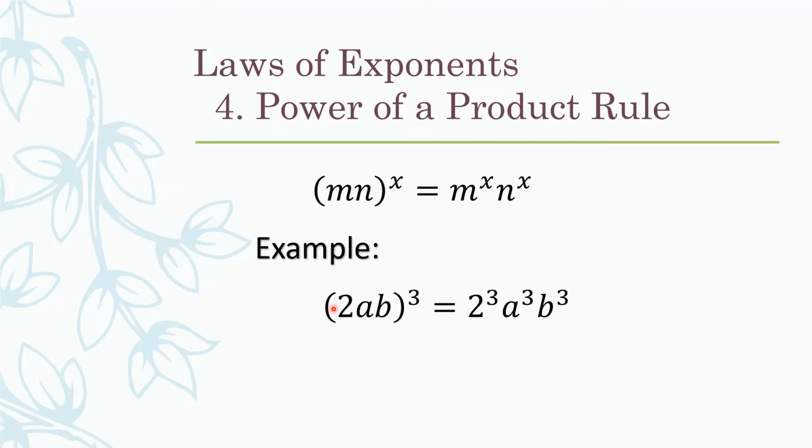Example, 2ab raised to 3. So, dito, yung 2, you'll need to raise 2 to the 3rd power. Ganon din si A, and ganon din si B. So, final answer, 2 raised to 3 is just equal to 8. So, 8a cubed, b cubed.